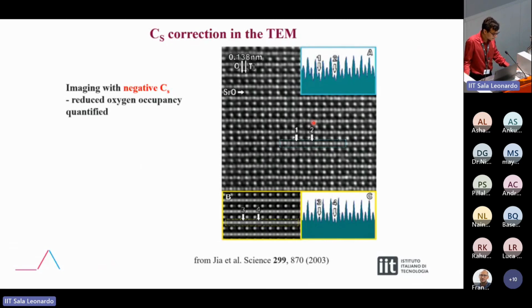So what happens with negative CS value, as you can see, this is the example of strontium titanate with 1,1,0 projection. And you can resolve these oxygen spacings marked by 1, 2, 3, 4. And they were not only able to resolve the oxygen atoms in presence of the strontium and titanium atoms, but they were able to quantify the defects, the vacancies or oxygen deficiencies there. So in some places you have less intensity, in some places you have bright intensity. So you can actually estimate where the oxygen atoms are missing.